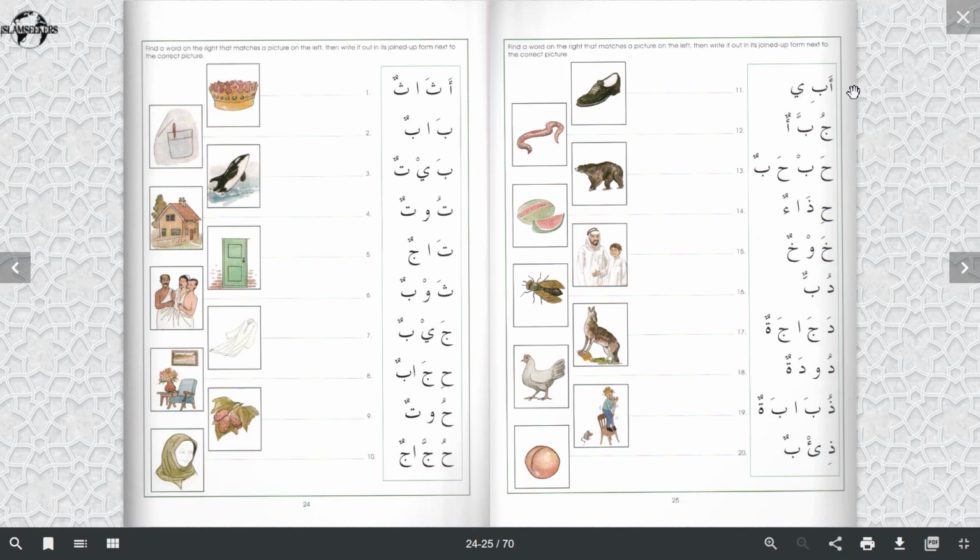Page 25. Number 11. Hiva'un. Number 12. Dudatun. Number 13. Dubbun. Number 14. Habhabun. Number 15. Number 16. Number 17. Number 18. Number 19. And number 20.